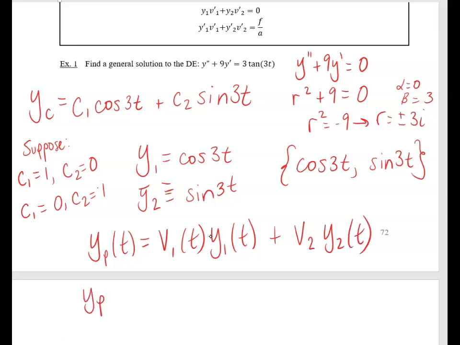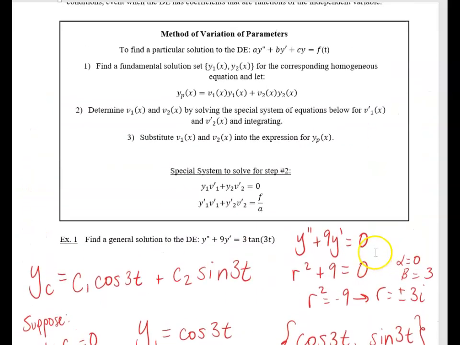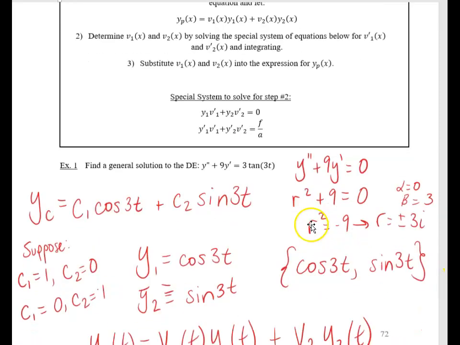So y sub p is equal to v1, which we don't know, I'm just going to call it v1. y1 is the cosine of 3t plus v2 times y2, which is the sine of 3t. Now, the next step, I should say, is to solve this system of equations. And this can get a little bit complicated algebraically, but let me go ahead and show you how to set it up, and then let's kind of see what we wind up with.